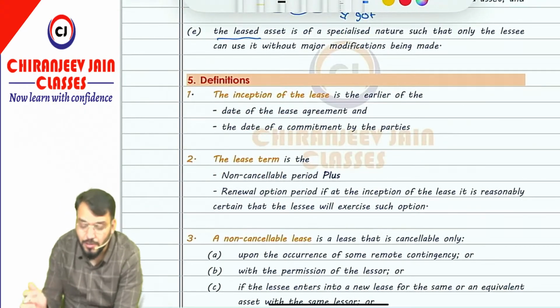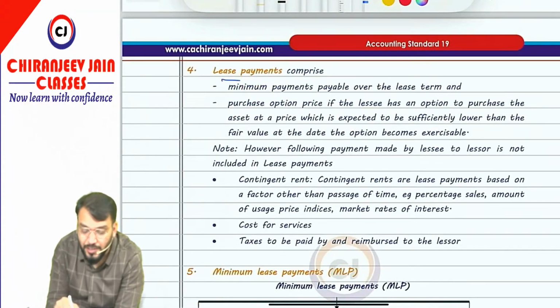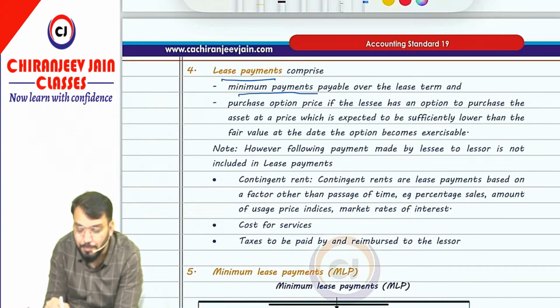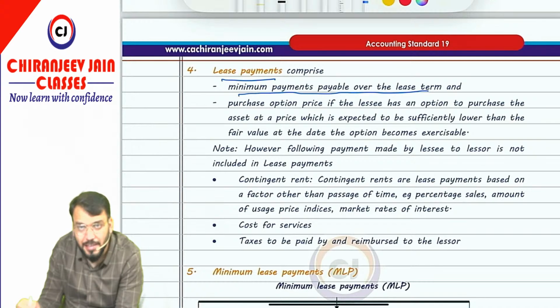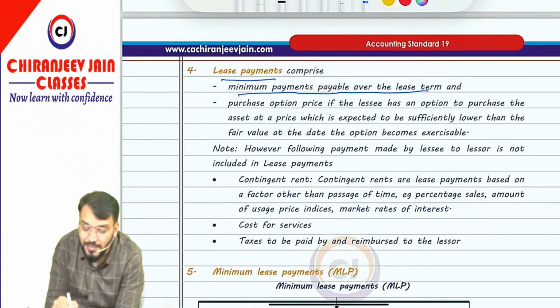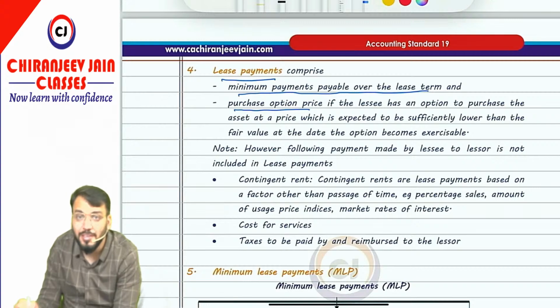Understood? Yes sir. Now coming to some definitions. The most important definition, lease payment. In this chapter we need to identify the lease payment. So lease payment comprises the minimum payment payable over the lease term. Whatever minimum payment as per agreement is payable over the lease term will be a part of lease payment, plus any purchase option price. If an option has been given to the lessee that they can purchase the asset, then that purchase option price will be a part of lease payment.